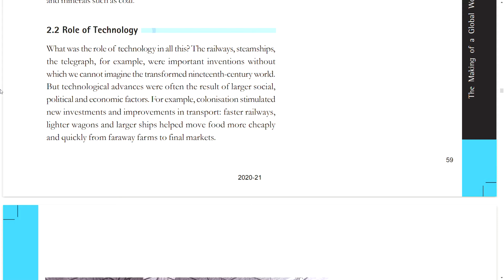For example, colonization stimulated new investment and improvements in transport. Faster railways, lighter wagons, and larger ships helped move food more cheaply and quickly from faraway farms to final markets.